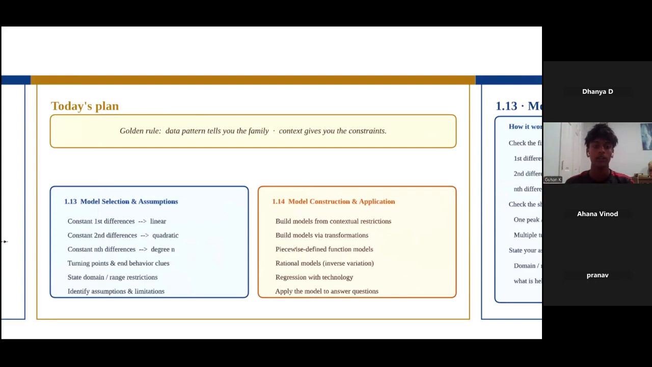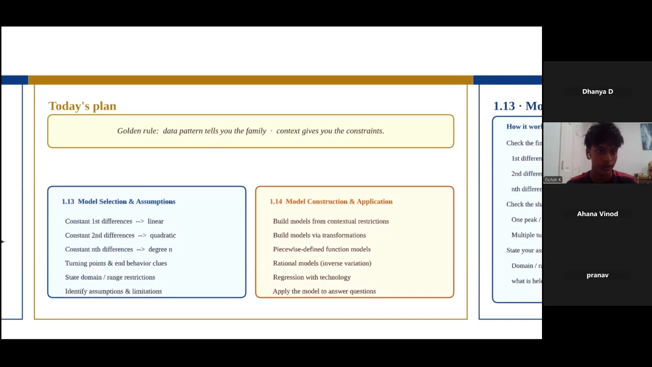And we're going to learn turning point and end behavior clues, state domain and range restrictions, and identify assumptions and limitations. As for 1.14, we're going to build models from restrictions, build models from transformations, and piecewise-defined function models, rational models, regression with technology, and apply the model to answer questions. All right, let's go straight into 1.13.